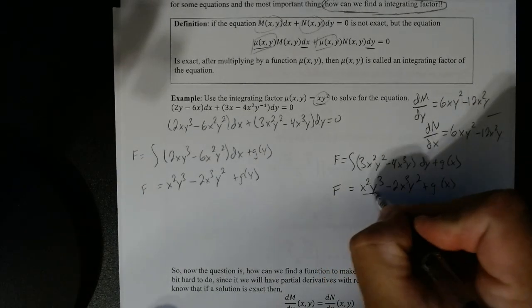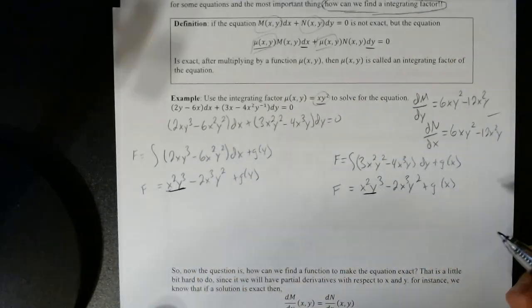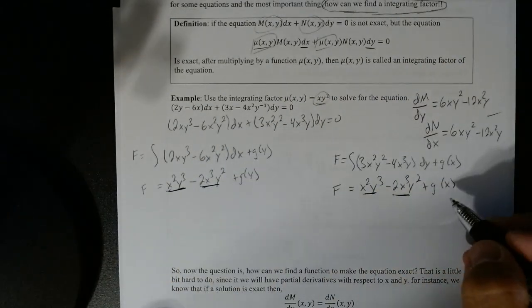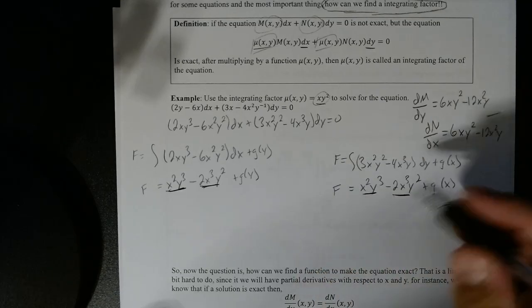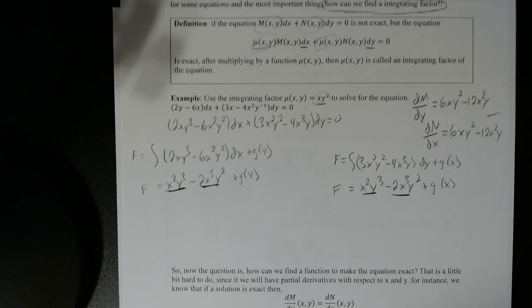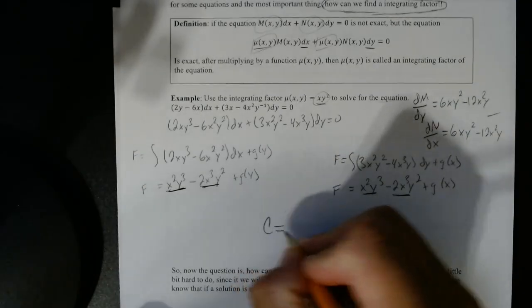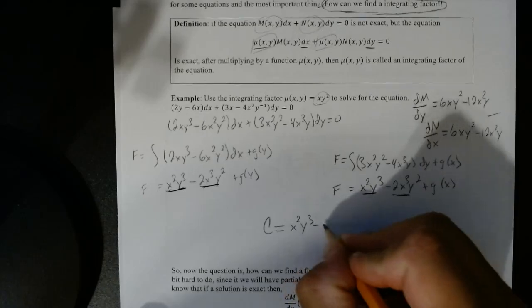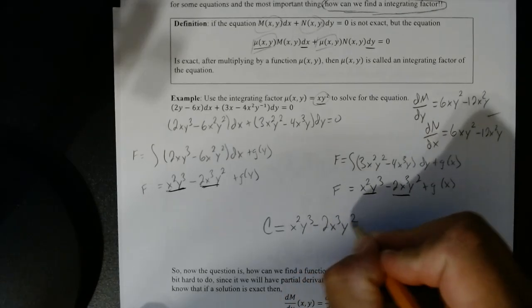So we have this in common, and we also have that in common. It looks like there is no function of just x and no function of just y. It's just those two put together. So our solution is c equals x squared y to the third minus 2x to the third y squared.